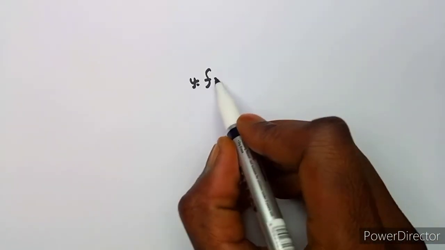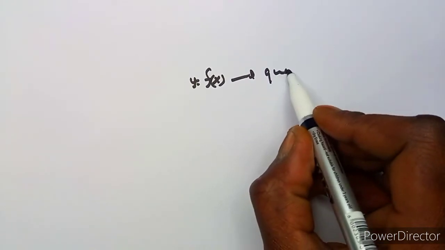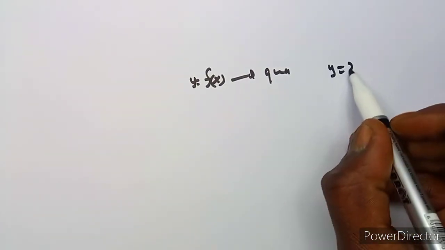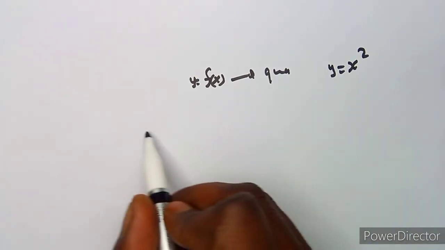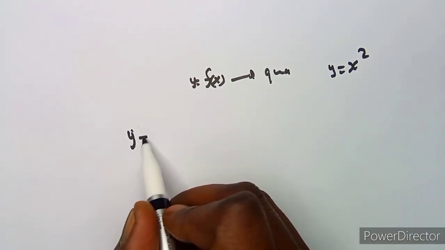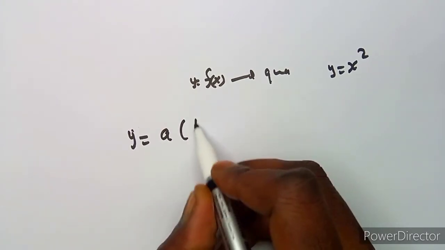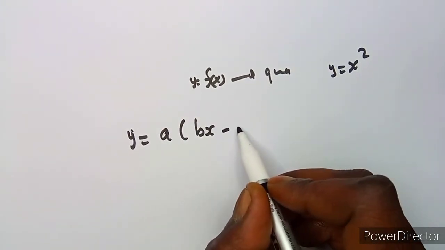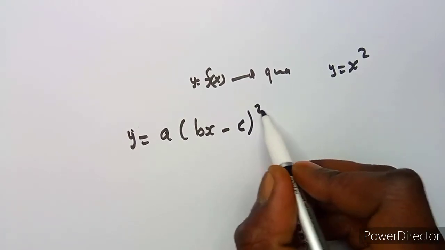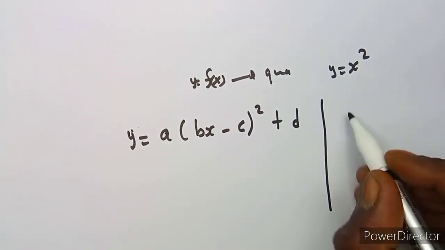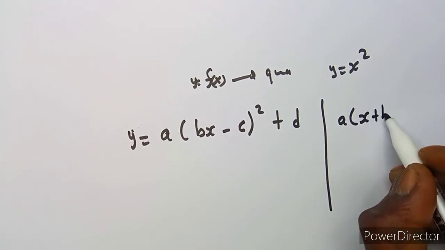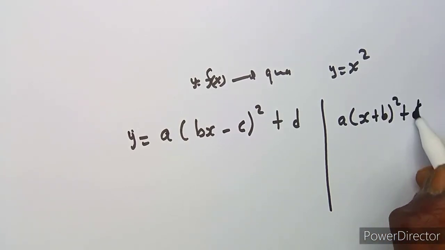Okay, then another typical type of equation is when you transform a certain function. It may be you're given y is equal to f of x. It's a quadratic expression that you're going to have, or maybe y is equal to x squared. Then it's transformed onto y is equivalent to a into, maybe it's bx minus c, let's just say squared, plus d. Normally it's supposed to be a into x plus b squared plus d plus c, just like this.